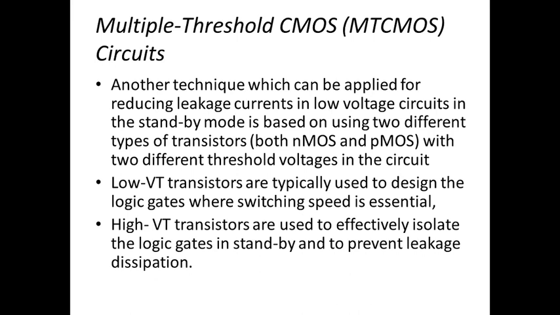Now moving towards the next method by which you can decrease the power dissipation by scaling the voltage, that is called multiple threshold CMOS, also called MT CMOS circuits. This is another technique which can be applied for reducing leakage currents in low voltage circuits in the standby mode, and it is based on using two different types of transistors. Of course, your CMOS circuit consists of NMOS and PMOS transistors with two different threshold voltages in the circuit.